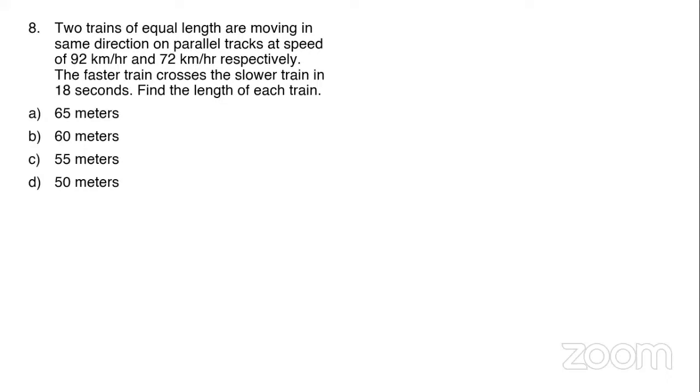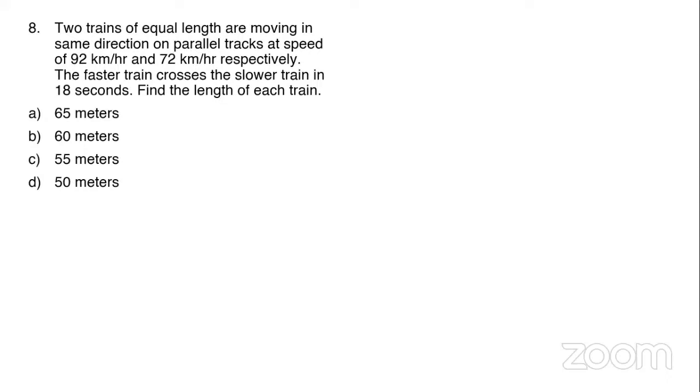Okay. So here the question is: two trains of equal length are moving in the same direction on parallel tracks at speeds of 92 km per hour and 72 km per hour respectively. The faster train crosses the slower train in 18 seconds. Find the length of each train. That is the question.